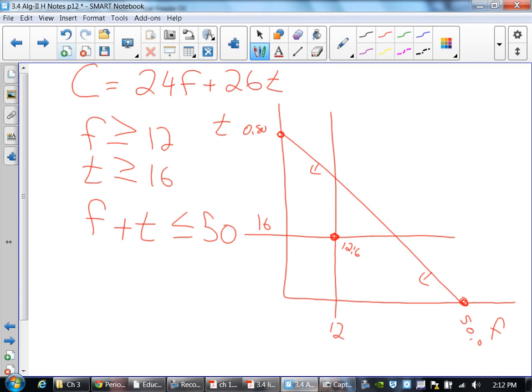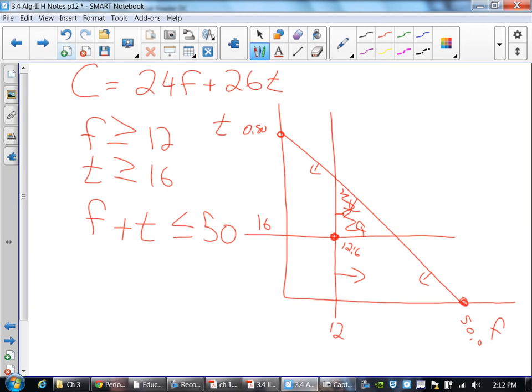On the 12 line, is it moving towards 0 or away from 0? So 0 is smaller than 12? Moving away. So it's going in here. Same thing with the 16. So you get this boundary region in a little triangle.